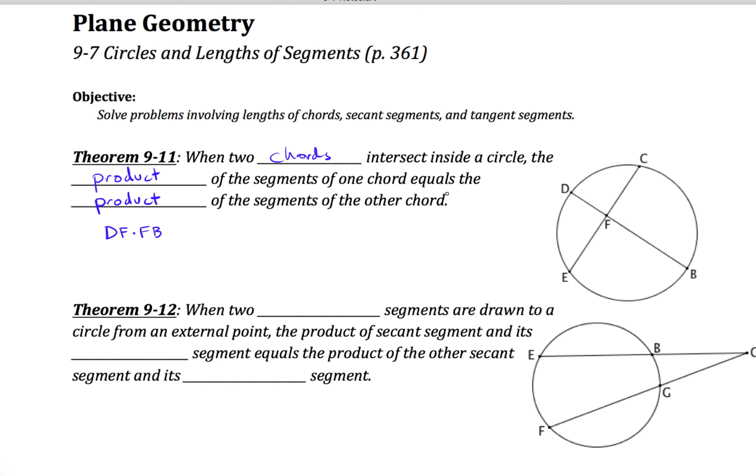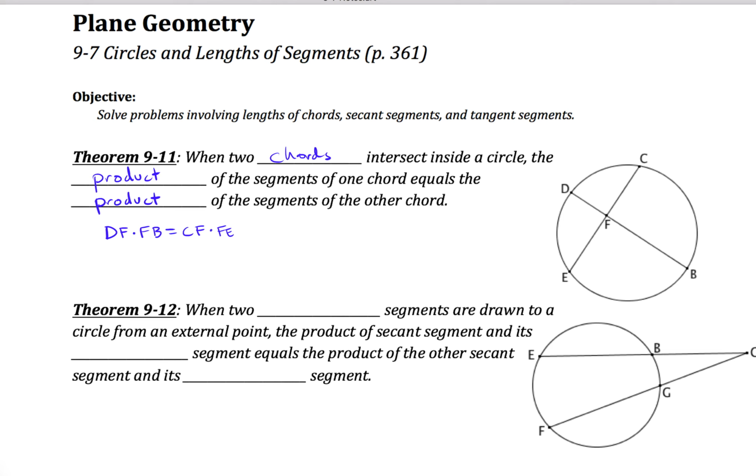So that product equals the product of the segments of the other chord. So if our other chord is CE, then the two parts of that are CF and FE, and so if we multiply those together, CF times FE, it should equal the DF times FB.